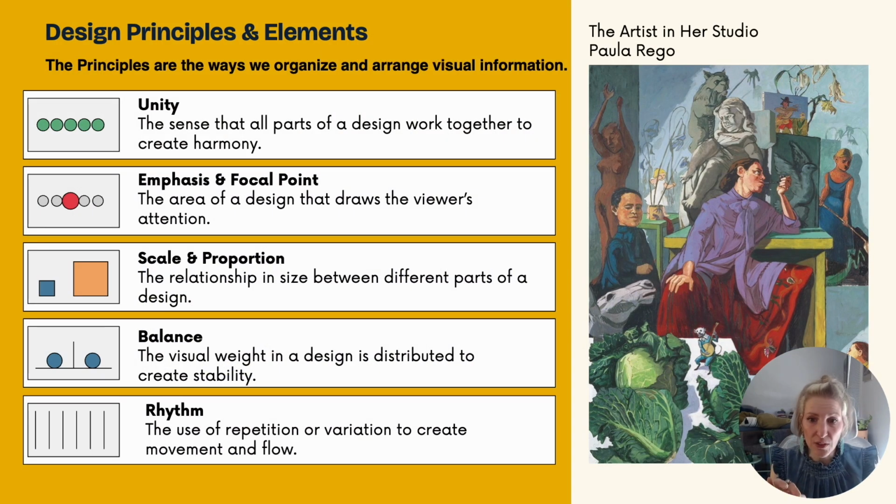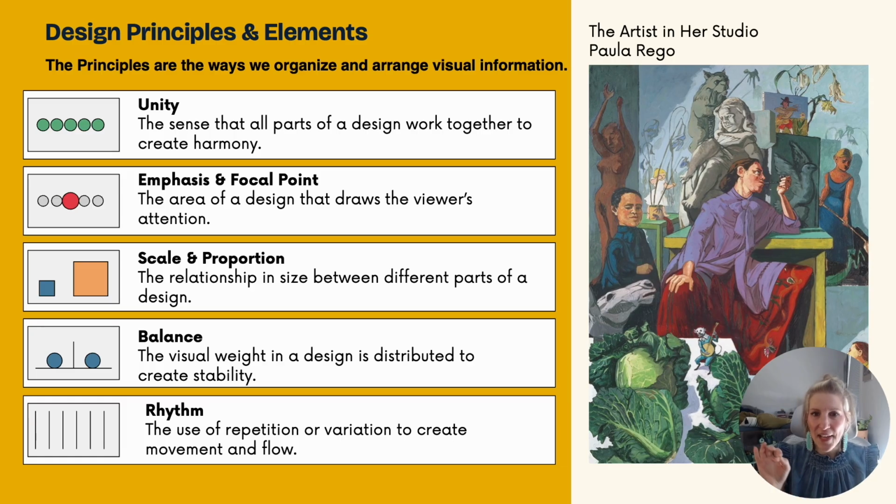Now, the principles, again, are the ways we organize and arrange visual information. Those principles are unity, emphasis and focal point, scale and proportion, balance, and rhythm. Now, sometimes they go by different names, but for our course, this is what we'll refer to them as.